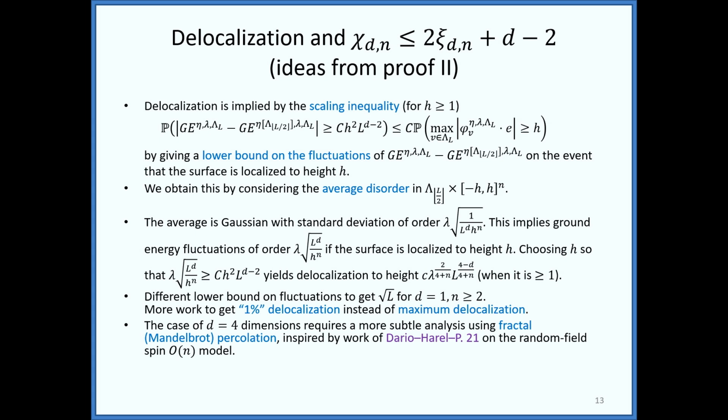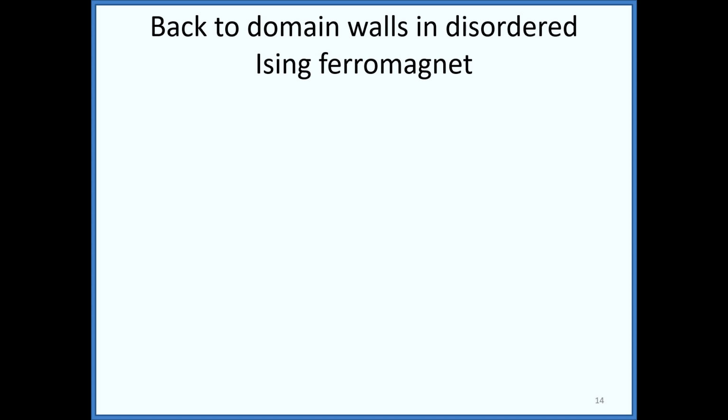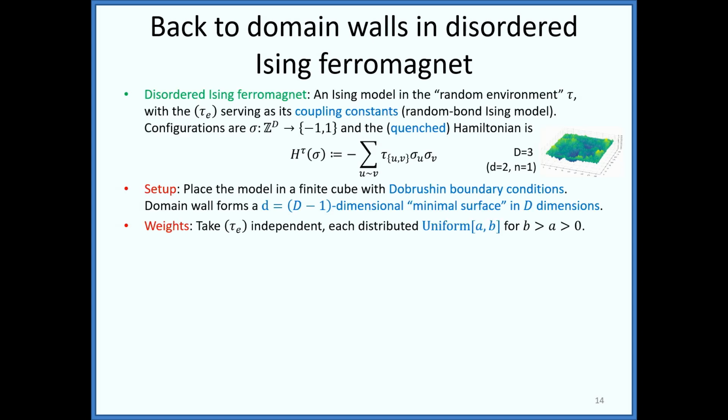And I would like to tell you something about other models very briefly and finish. One thing is the model that we started with. If you remember, we started with the model on Z^d of surfaces, the minimal cut or the interfaces of the disordered Ising model or random bond Ising. What about that one?